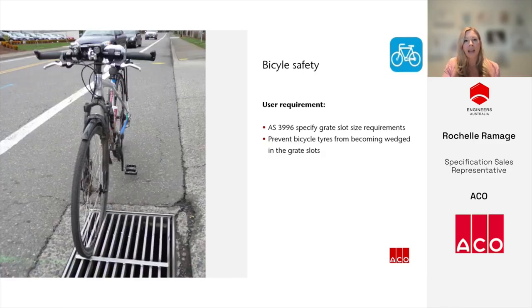Bicycle safety is covered under AS 3996, and this standard looks at the type of bar elements used in a grate and the maximum slot dimensions to prevent tyres from getting wedged. It's a critical consideration for shared zones, cycle paths, and anywhere bikes and pedestrians mix.